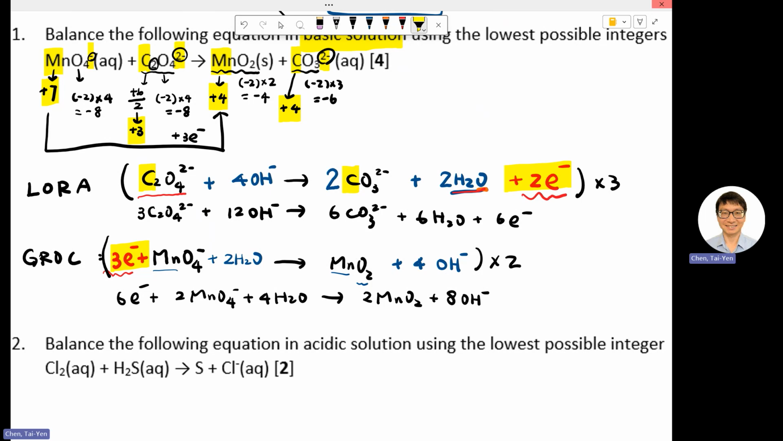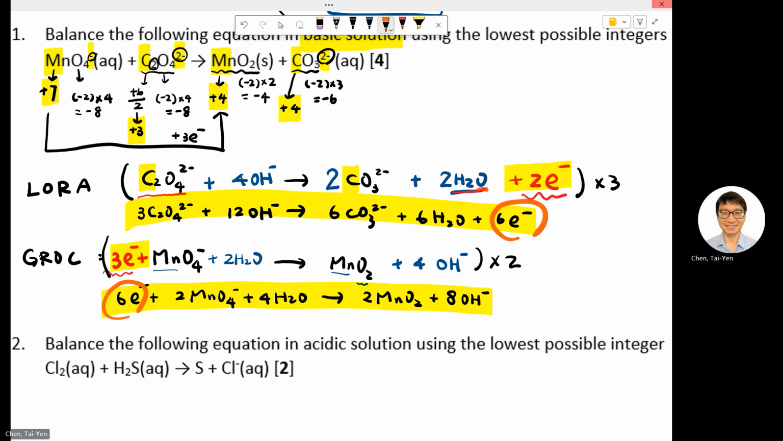Okay, so after we do this, we can check these 2 equations. Now you have the same amount of electrons. Then what we do is we just add up. Once we're adding up, this will cancel out. The 8 OH- will cancel out with this, so you only have 4 OH- remaining. Then you have 4 H2O, so that cancels out, and you only have 2 H2O remaining.